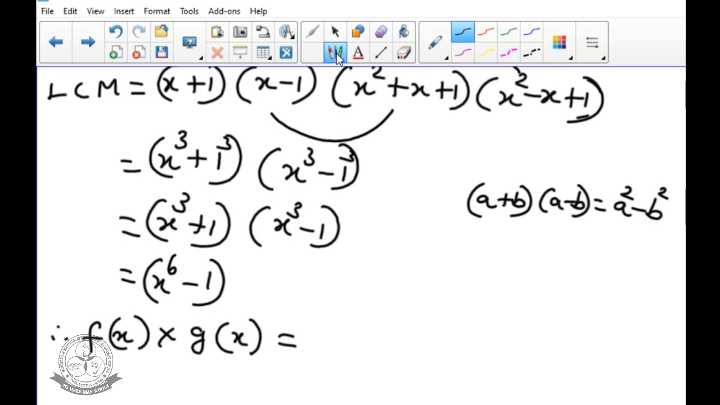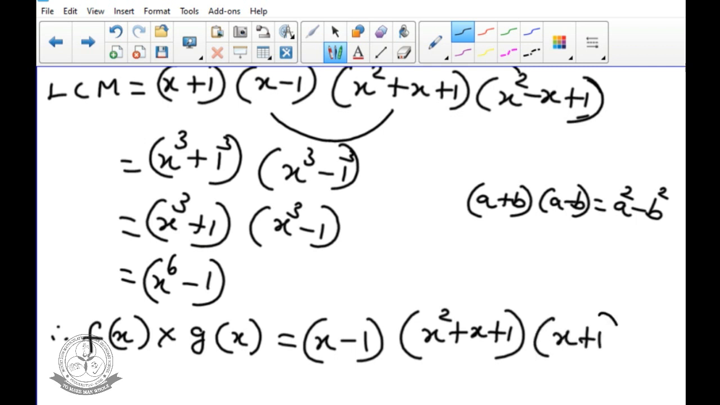f of x into g of x. So f of x into g of x means f of x is (x minus 1) into (x squared plus x plus 1), into g of x, which is (x plus 1) into (x squared minus x plus 1). f of x is x cubed minus 1 into x plus 1.